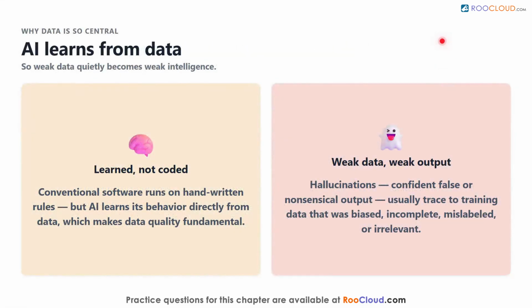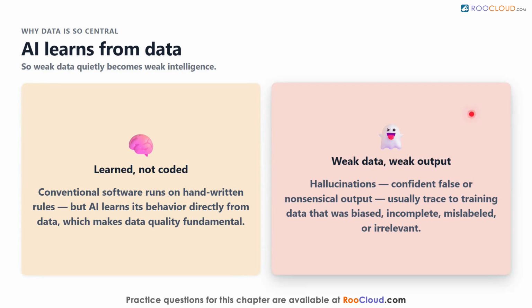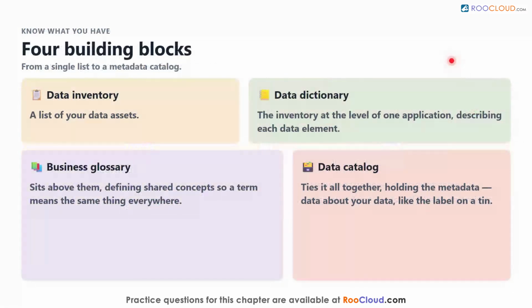Let's begin with why data is so central. Conventional software runs on handwritten rules, but AI learns its behavior directly from data, which makes data quality fundamental. This connection is easy to see in hallucinations, where a system confidently produces false or nonsensical output. The usual culprits are training data that was biased, incomplete, mislabeled, or simply irrelevant. So, weak data quietly becomes weak intelligence.